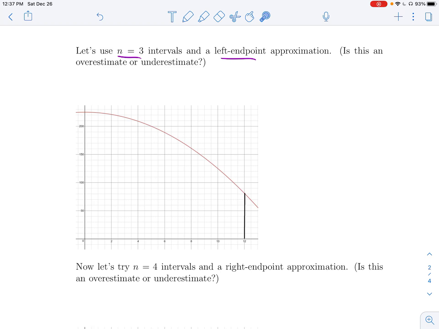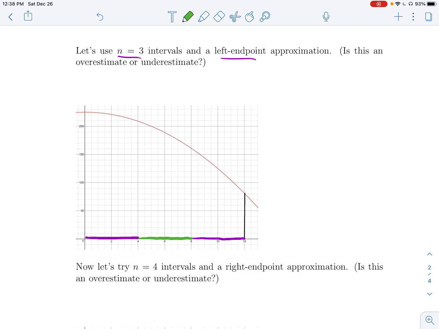So this base is 12 units long. If I divide it into 3 intervals, each one is 4 units wide. So I have one that goes from 0 to 4, one that goes from 4 to 8, and one from 8 to 12. So I'll color them differently so you can distinguish them.